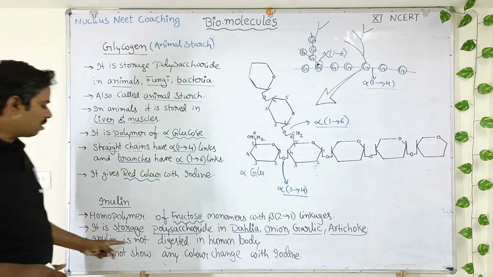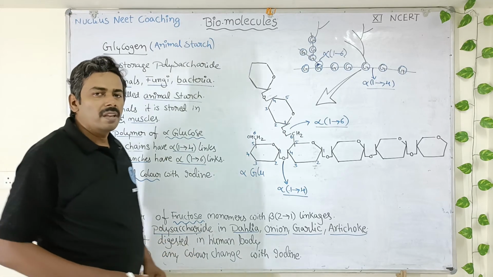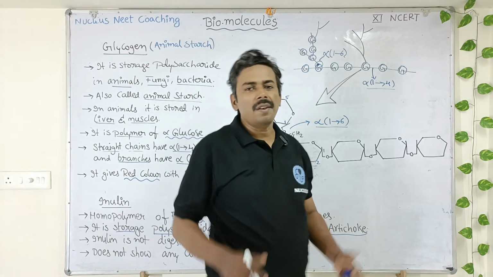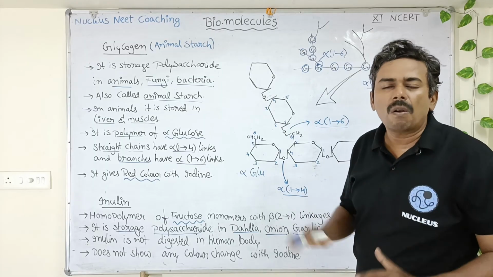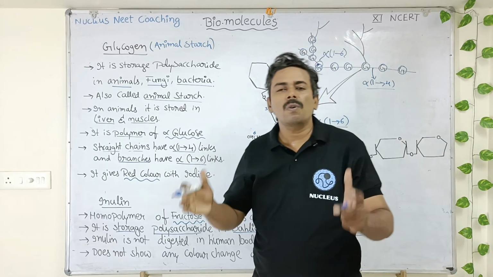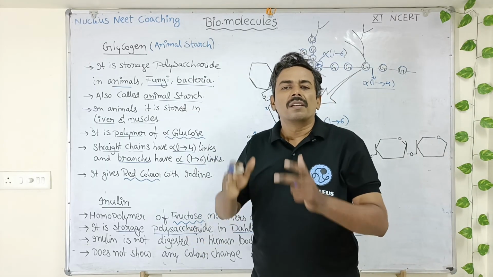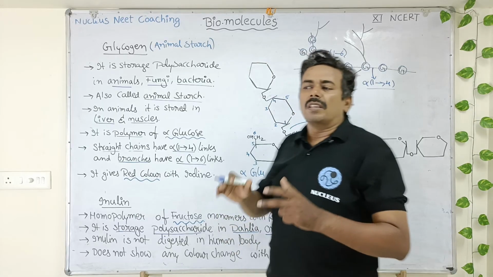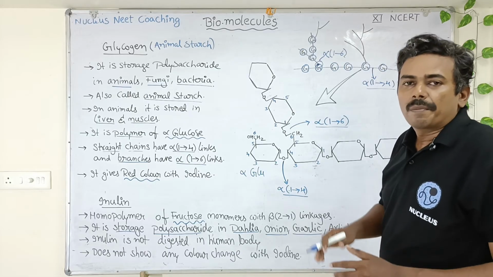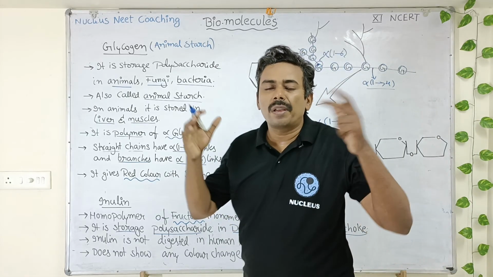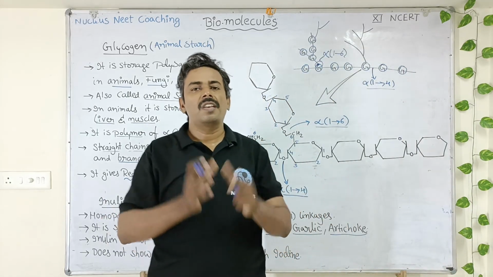Okay, inulin is not digested in the human body. Even though we eat onion, garlic, dahlia tubers, we cannot digest inulin because there are no enzymes in our body which can digest inulin. Our enzymes cannot break the beta 2 to 1 linkages present between fructose molecules. That's why we cannot digest inulin.